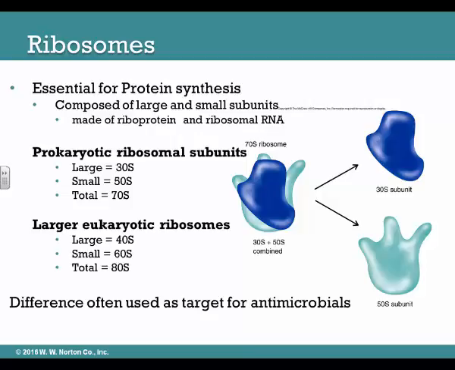Finally, I wanted to touch upon a key difference. I mentioned that both prokaryotic cells and eukaryotic cells have ribosomes because they're essential for making proteins, the working functional units of the cell that make up about 15 to 16% of any cell. But there's a key difference between the prokaryotic form of ribosomes and the eukaryotic form of ribosomes.